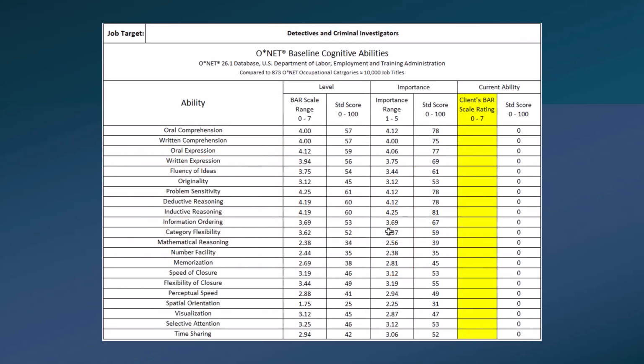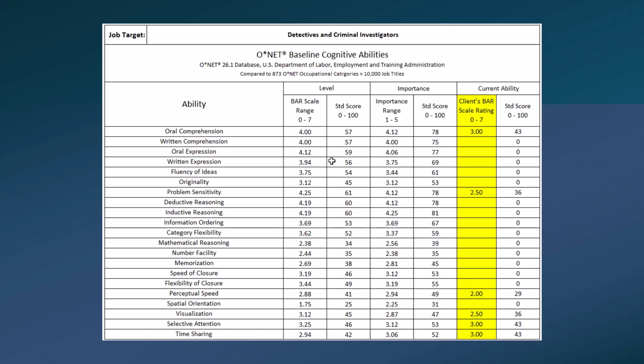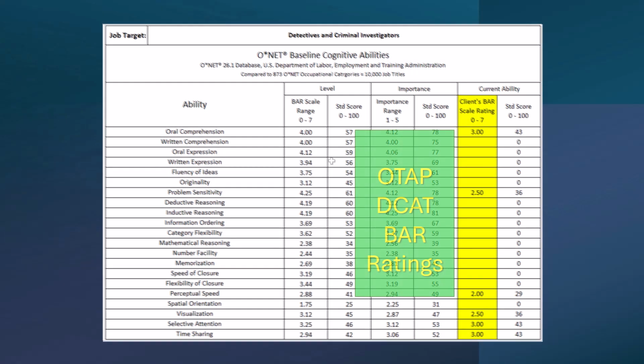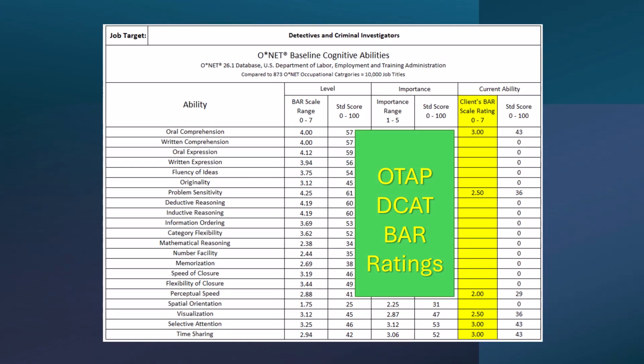The next thing to do is on the Abilities Comparison tab. This is where you'll put the bar scores that you've been collecting in the clinic. As an example, I've placed the 6 bar scores on cognitive ability variables that we collect with the DCAT for my client, who is a detective and criminal investigator. As you enter the bar scores, the standardized score is automatically generated.